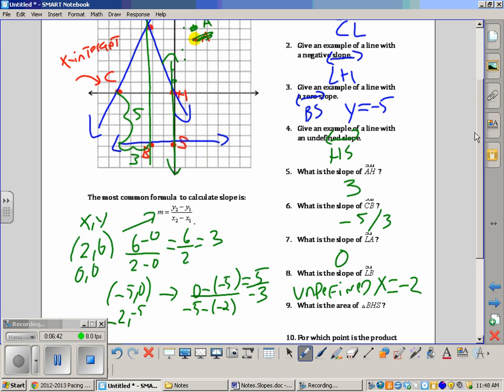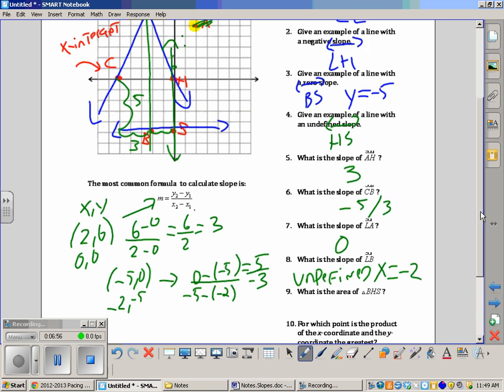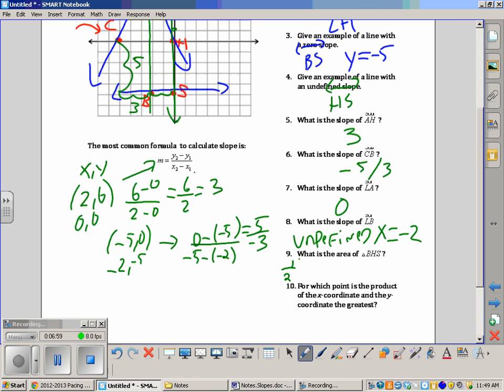What is the area of Bedford High School? It looks like a height of 5 and a base of 2. So using 1/2 base times height, 1/2 times 5 times 2, that's 5 units.